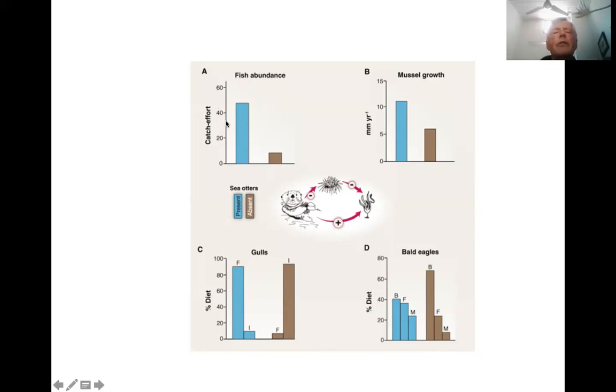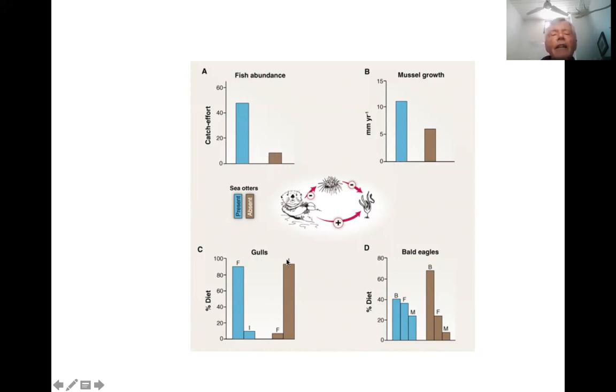So fish abundance. If you look at the abundance of fish in coastal systems, you can see that they're about 8 times greater when otters are abundant. Huge effect on coastal fish. Why is that? Simple, because they live in the kelp. And when the kelp's gone, the fish disappear or become very much less abundant.